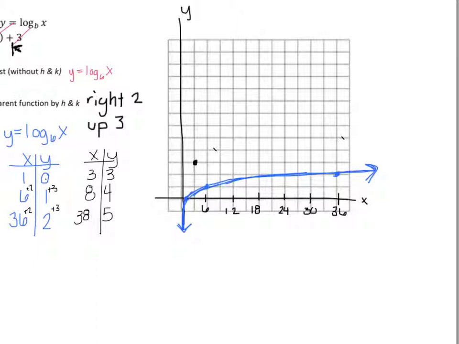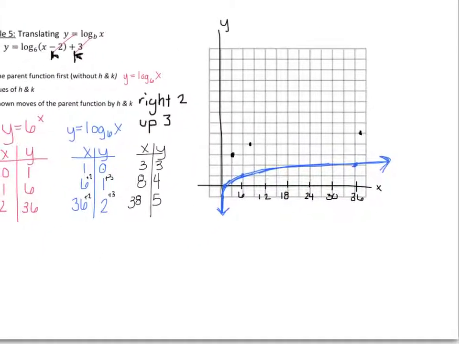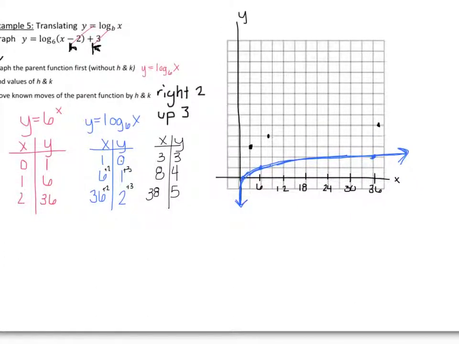Now it's a vertical asymptote. What do you think the vertical asymptote is going to be? That's what it was for the first one. It was x equals 0 there. What happened to all of our x's? They went right 2, so our vertical asymptote is going to be x equals 2. So it's kind of like this dotted line right here. Our graph approaches that dotted line, but never really gets there.